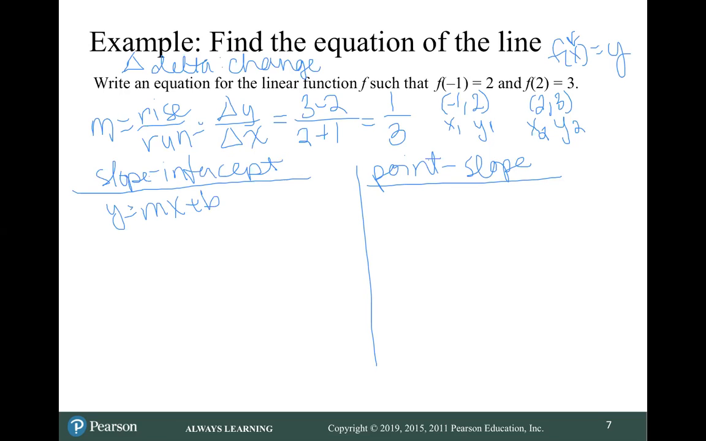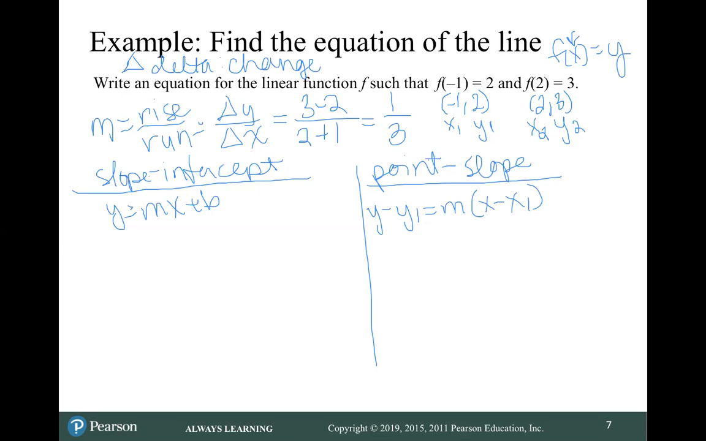So we'll start with the point slope formula. It's y minus y1 equals m times x minus x1. Now keep in mind, both of these should give us the same answer. So if you have a preference for one over the other, you can use that one, but technically the correct way to do this is the point slope formula.